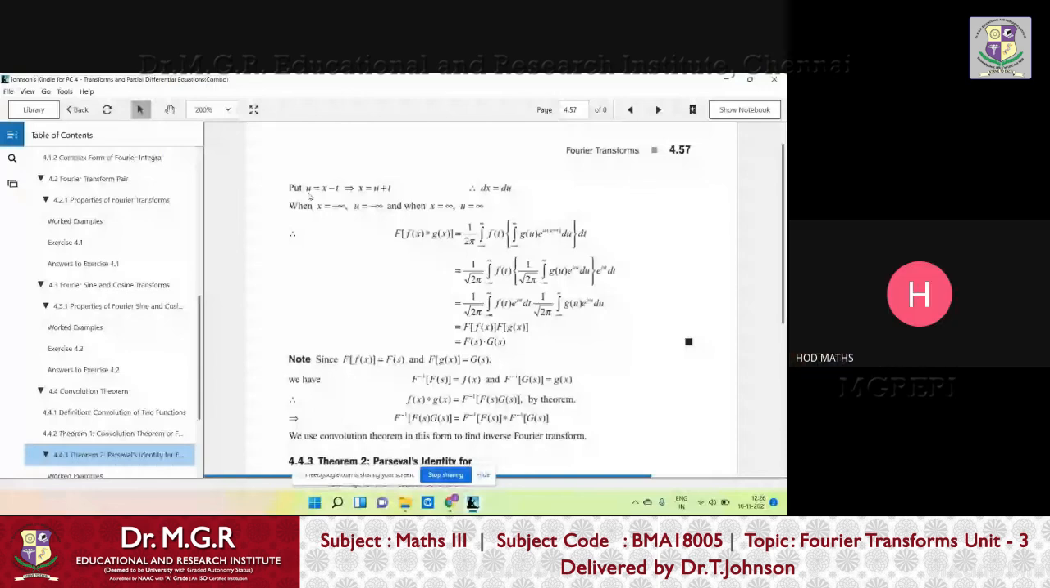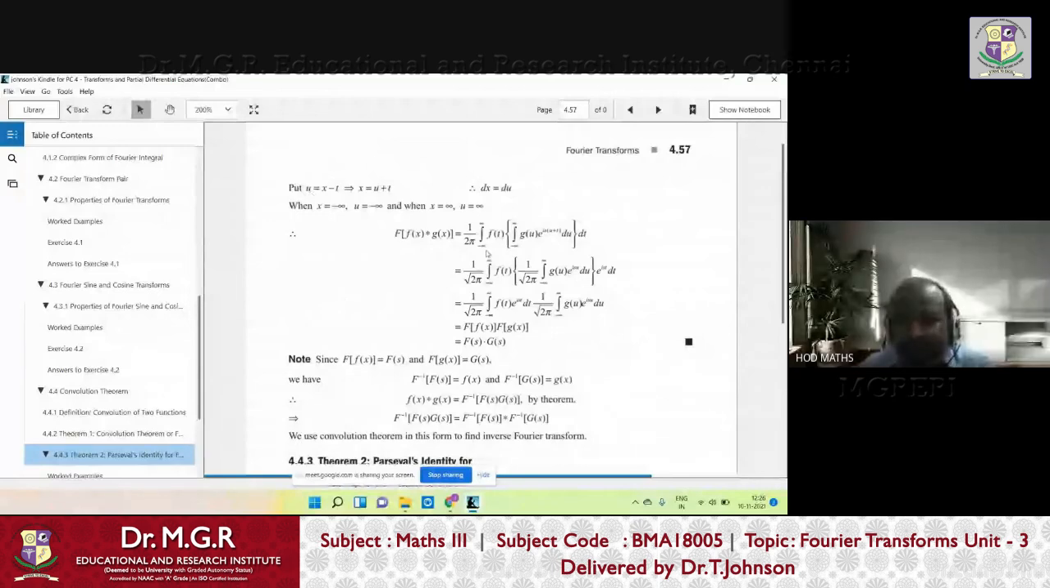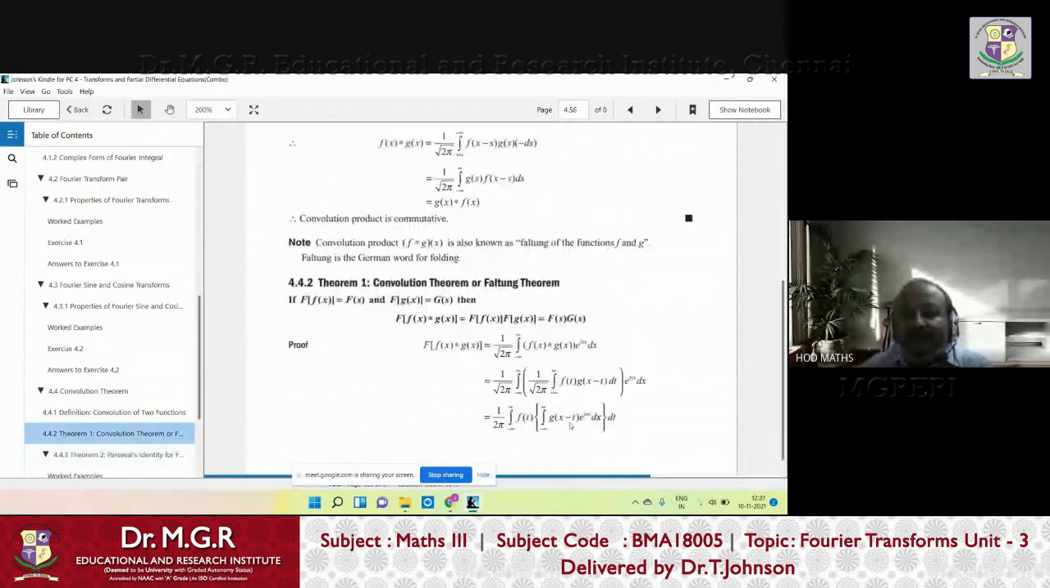When x is minus infinity, u is also minus infinity, right? So you have to put that here, and wherever x minus t is there, you have to replace it by u. In the previous step, x minus t is replaced by u, and dt is replaced by du. Here there is no change in the limits, because when x is minus infinity, u is also minus infinity, and when x is plus infinity, u is also plus infinity, right? So dx becomes du. Now we'll see what happened to the inside.